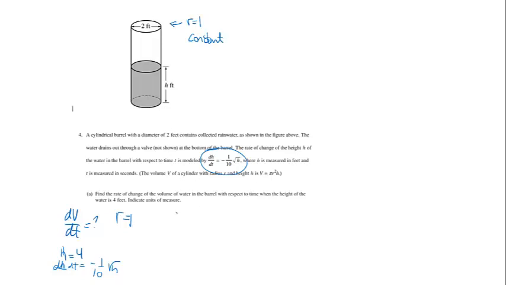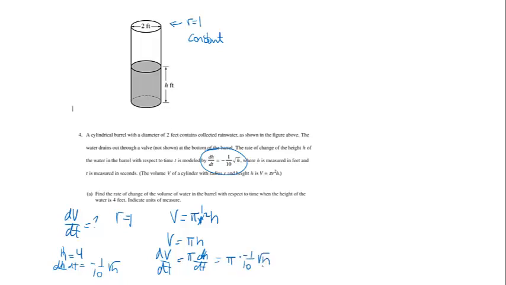All right, so we're going to start with the formula, V equals pi r squared h. Before I take the derivative of this, if you notice that the radius is always 1, you could have just plugged 1 in right now. So your formula would change into V equals pi h. Now I'm going to go ahead and take the derivative. I'll get dV/dt equals pi dh/dt. And then we know that dh/dt is equal to -1/10 square root h. So that is equal to pi times -1/10 square root h.